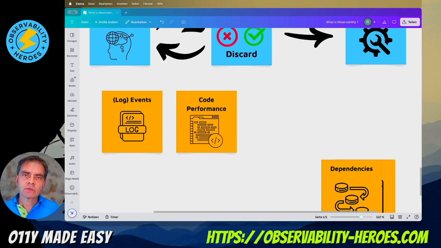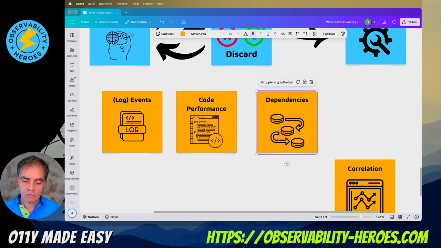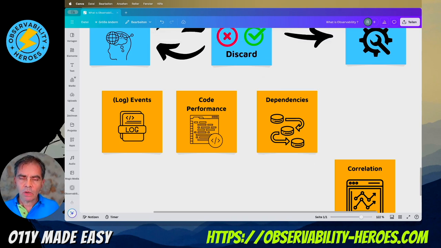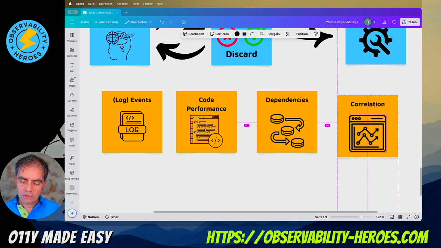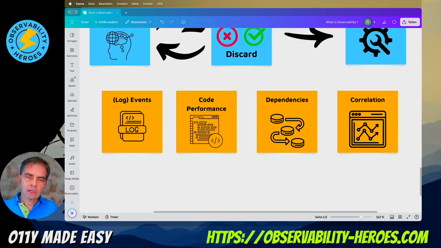And that tells us if some specific component has a problem, or if you have the dependencies, who is depending on that component that has specific issues. We can do it the other way around. Depends on the type of problem that you have and the type of correlation that you can create. When we can correlate the log events to code performance and then to dependencies, that's perfect.